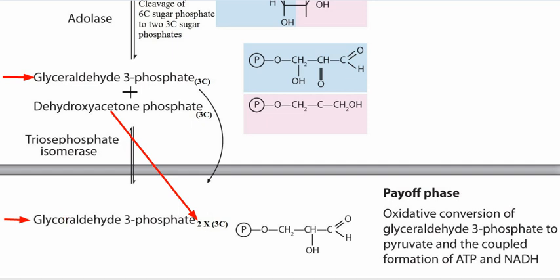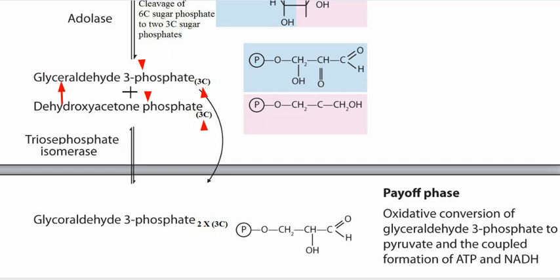Now, my dear friends, please keep one more thing in mind. Up to here was the preparatory phase. Now it is the payoff phase, which means in this phase we will get ATP and NADH. We will use these two again. Be with me now. The name of the enzyme: this one is made up of 3 carbon, and they both have phosphate. Dihydroxyacetone phosphate is converted into glyceraldehyde 3-phosphate.